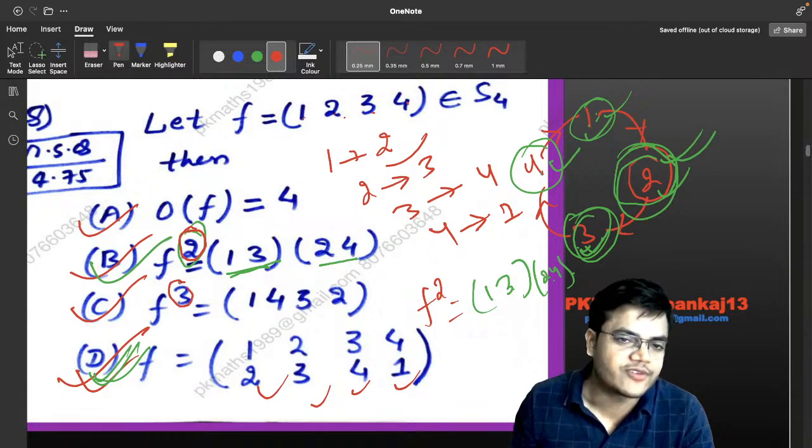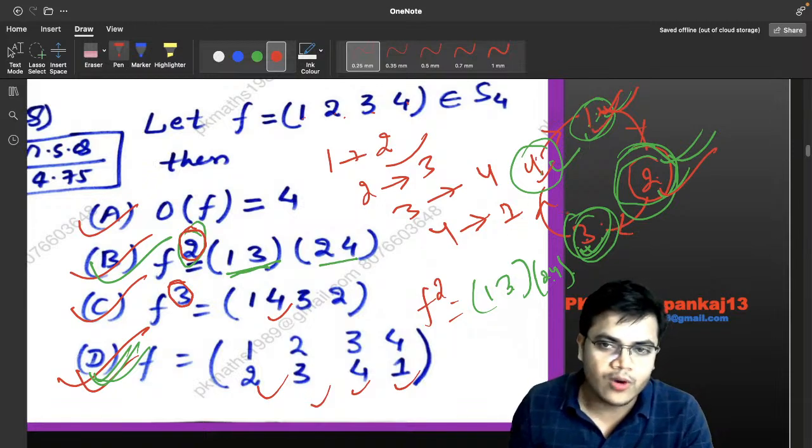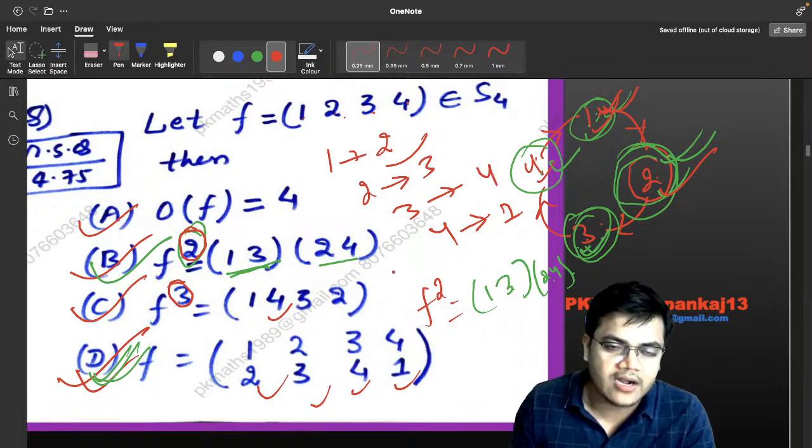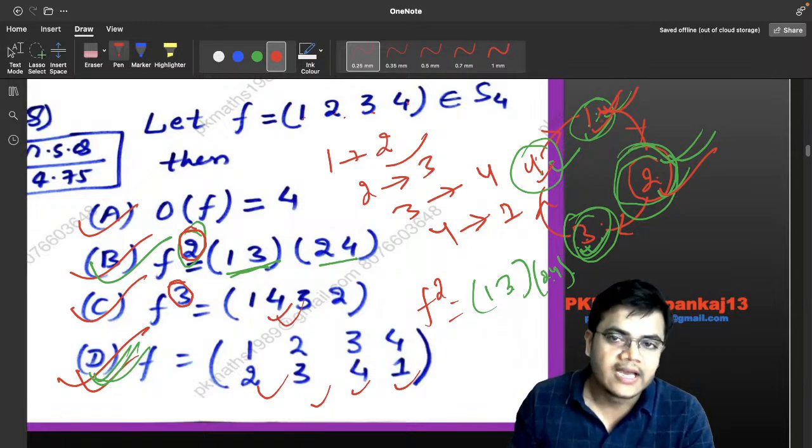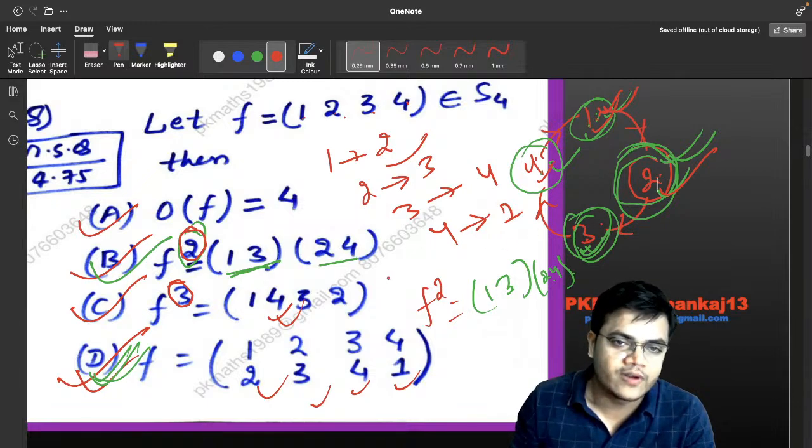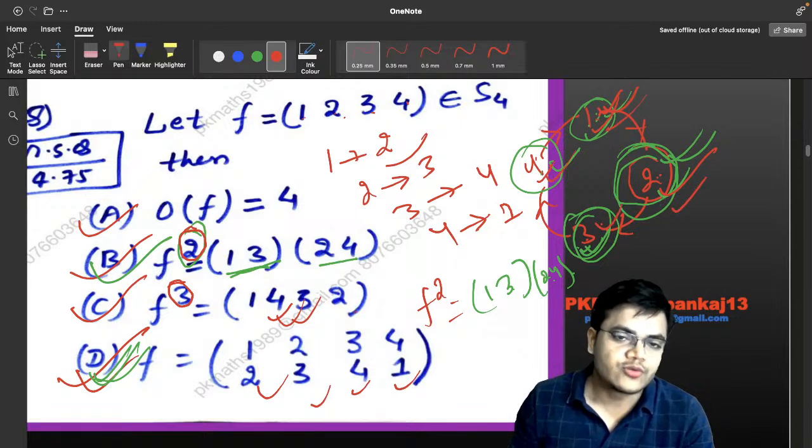And what is the trick for f cube? You have to skip 2 elements, isn't it? For example, if you are over here at 1, then you have to skip this 2 and 3, and thereafter you will reach at 4. If you are here at 2, then you have to skip this 3 and 4, and you are here at 1. If you are over here at 4, then you have to skip 1 and 2, and then you will reach at 3. If you are here at 3, then you have to skip this 4 and 1, and then you will reach at 2. So this is how we used to write the things. Okay?